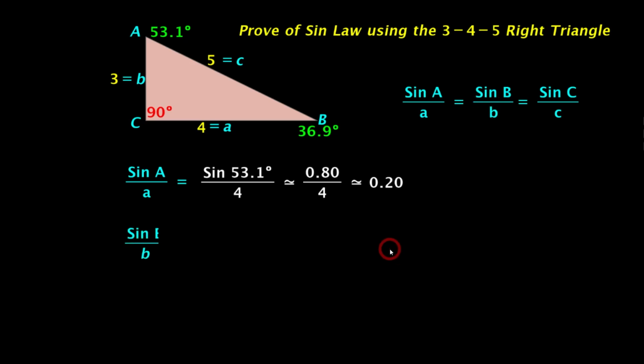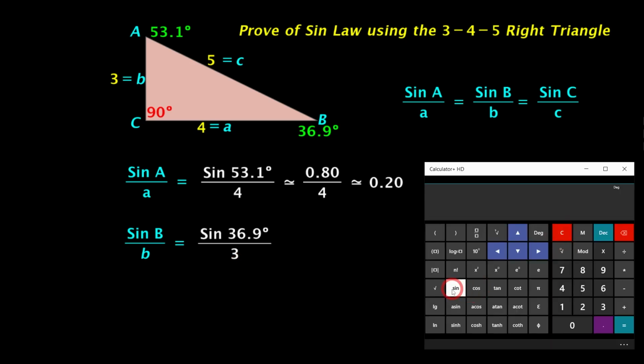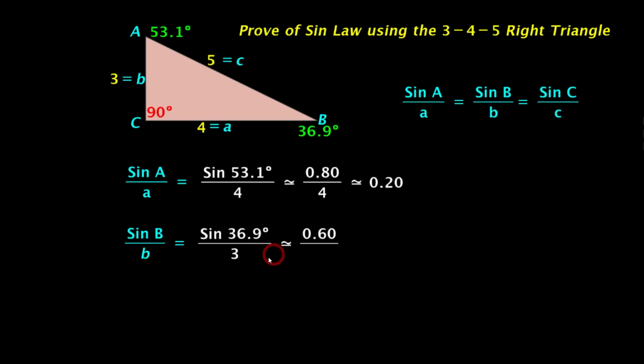Now let's go for the other value. Sine of B, which is 36.9 degrees, divided by the value of the opposite side, which is 3. Now let's check the value by the calculator. Sine of 36.9. By the way, make sure your calculator is in degree mode. So sine of 36.9 degrees equals 0.60. This value, 0.60, has to be divided by 3. It's easy, or we can take it money-wise: 60 cents divided by 3 is 0.20. So these two values are the same.